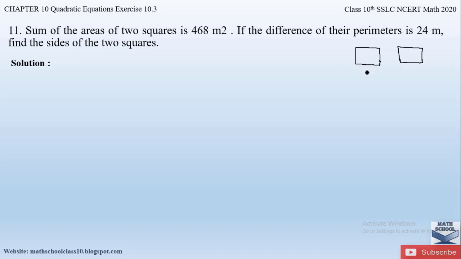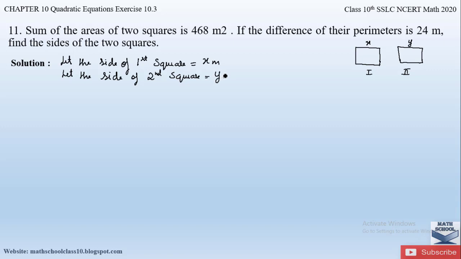So there are two squares, so let this be the first square and let this be the second square. Since we have to find the sides of the two squares, we will assume the side of the first square to be x and the side of the second square to be y. So let us write down: let the side of the first square be x meters. Similarly, let the side of the second square be equal to y meters.